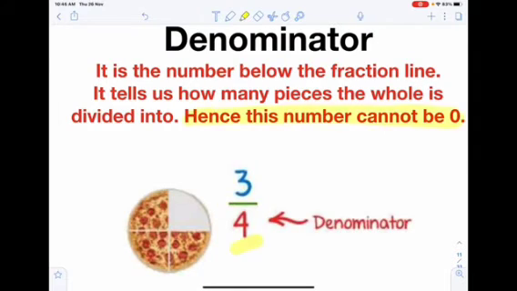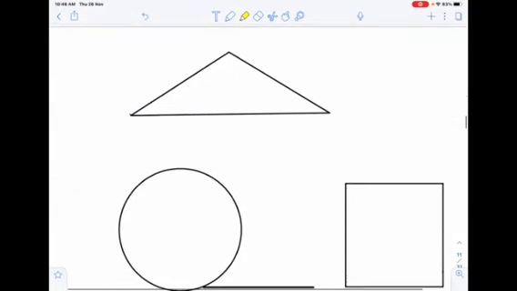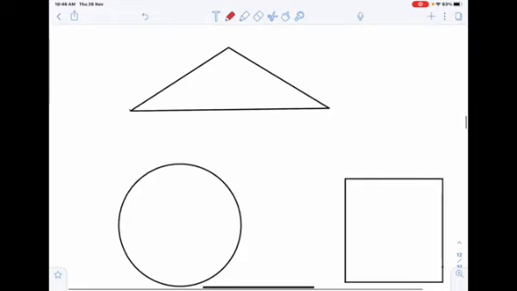So if I have a whole, for example, if I have a whole chocolate, I cannot be considering that as 0. It has to be some number. So denominator can never be 0. That is the important thing that you need to always consider. Now, as we said, we will just learn how we can form fractions out of a whole.